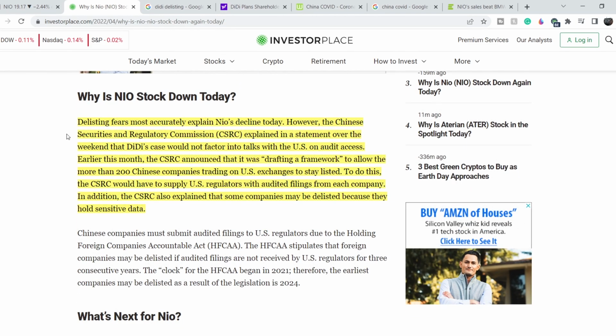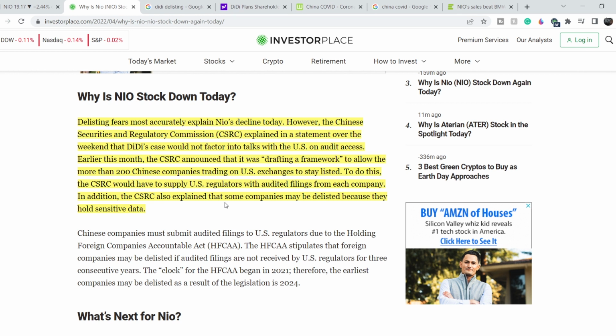And let me quote you further. Delisting fears most accurately explain NIO's decline today. However, the China Securities Regulatory Commission explained in a statement over the weekend that DiDi's case would not factor into talks with the US on audit access. Earlier this month, the CSRC announced that it was drafting a framework to allow the more than 200 Chinese companies trading on US exchanges to stay listed. To do this, the CSRC would have to supply US regulators with audited filings from each company. In addition, the CSRC also explained that some companies may be delisted because they hold sensitive data.